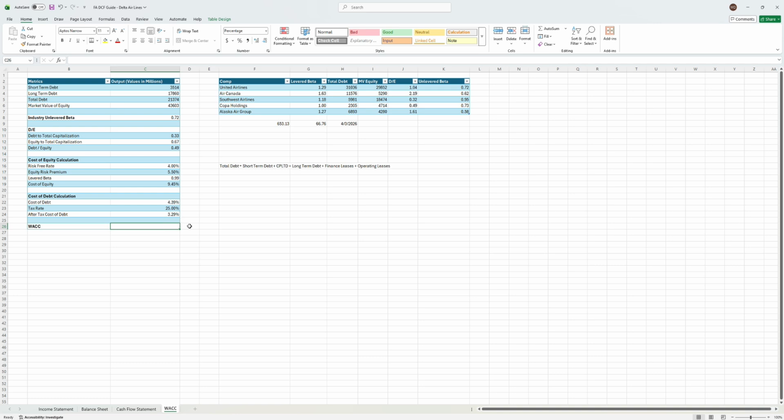Now we can come down to our weighted average cost of capital at the end here, and this is just going to be our debt to total capitalization times our after-tax cost of debt, plus our equity to total capitalization times our cost of equity. And that is going to give us a weighted average cost of capital. And this is the discount rate we are going to use to discount future unlevered free cash flows to a present value to help us find an implied share price or intrinsic value of our company. So before we build our DCF, what I would say is a good first step is calculating the weighted average cost of capital.